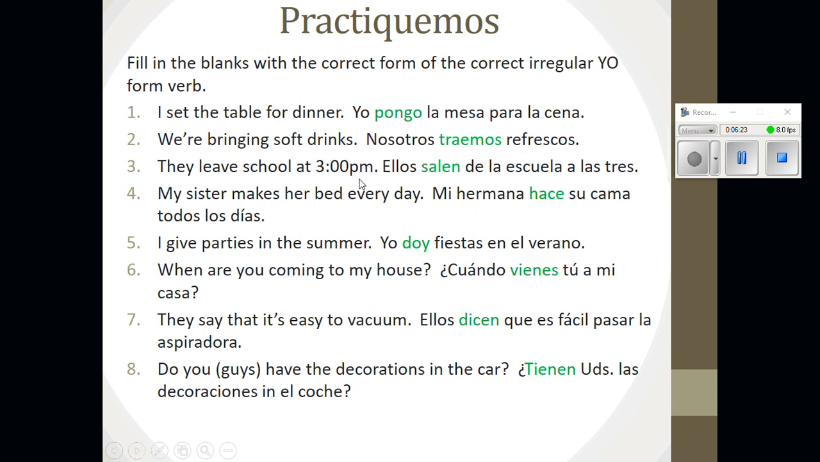They leave school at 3 o'clock p.m., okay? To leave is salir, and ellos is not the yo form, so we're going to follow the normal rules. We're going to drop the IR and add EN, salen. Ellos salen de la escuela a las 3.